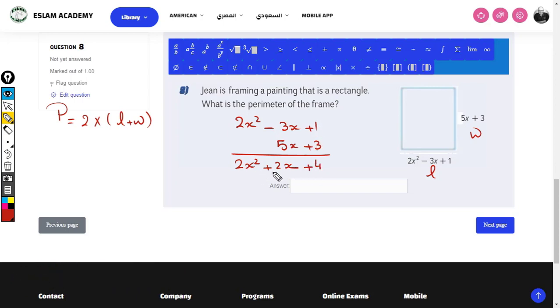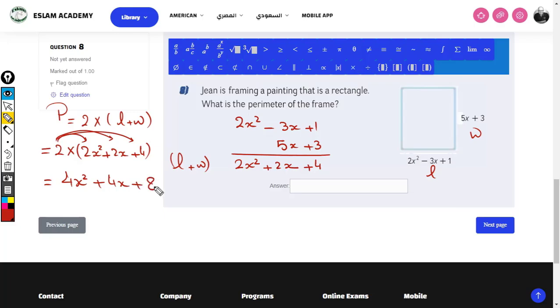Now we have found the sum of the length and the width. So that will be the length plus the width. And the perimeter will be equal to 2 multiplied by the length plus the width. So it will be 2 multiplied by the expression, which is 2x power 2 plus 2x plus 4. Now to multiply, we use the distributive property. So 2 multiplied by 2x power 2 will be 4x to the power 2. 2 times 2x will be equal to 4x. 2 multiplied by 4 will be equal to 8.